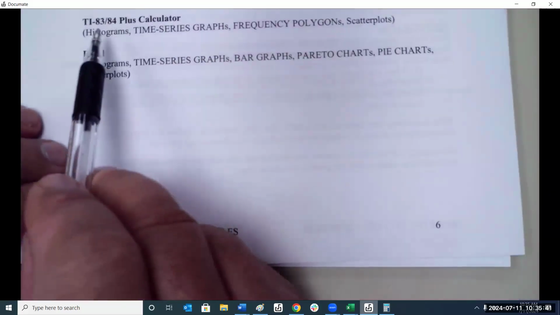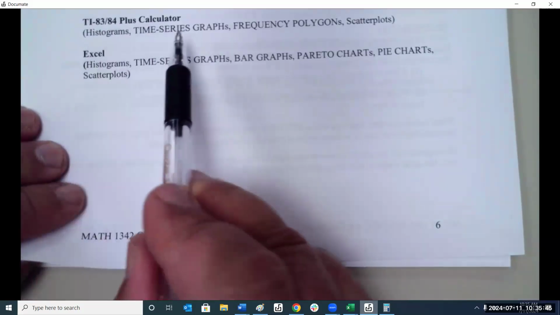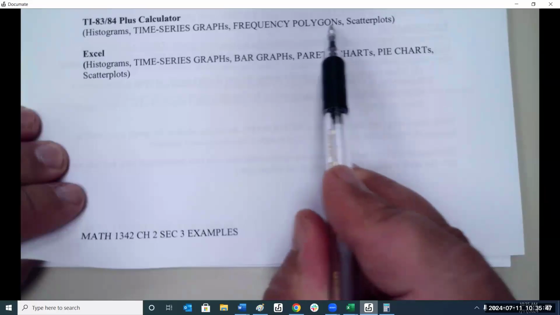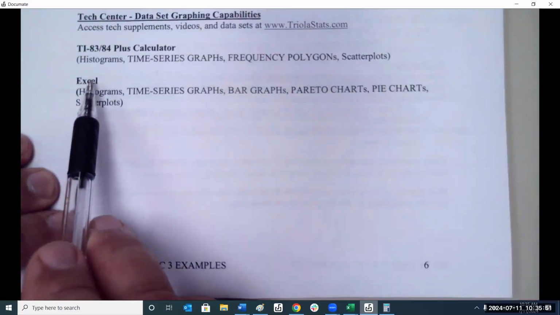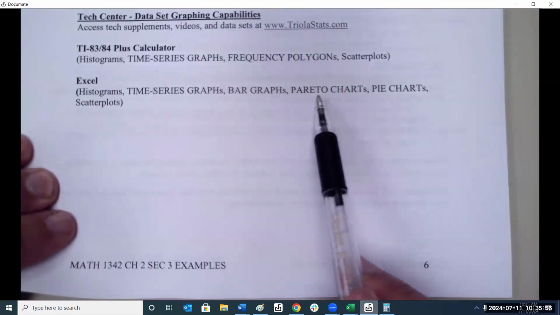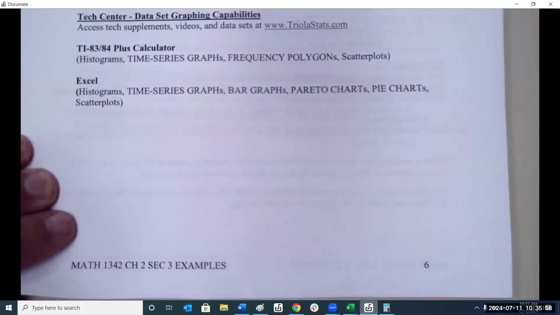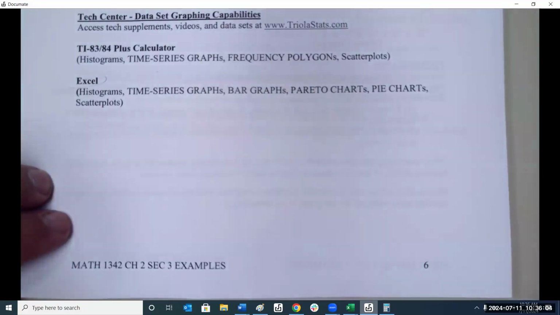But anyway, if you have a TI calculator, you have access to histograms, time series, frequency polygons, and scatter plots. If you use Excel, you have histograms, time series, bar charts, Pareto charts, pie charts, and scatter plots. So out of these, again, that's what I'm saying, use Excel. It's free. It's on everybody's computers.